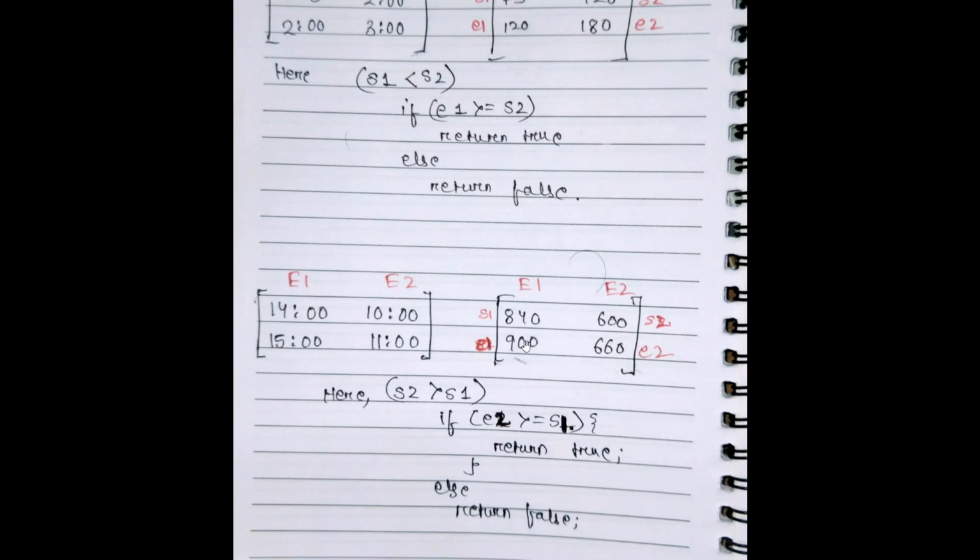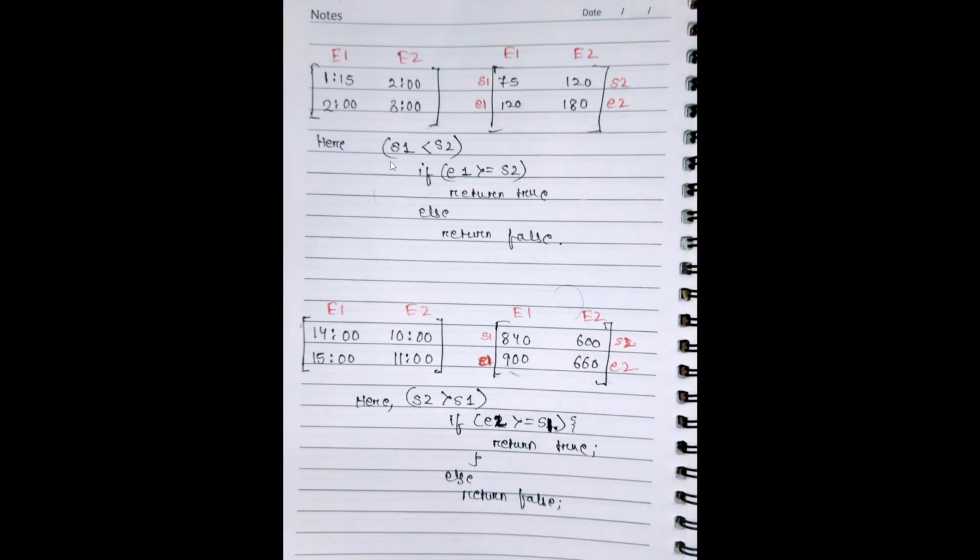checking if the ending of event 1 collides with event 2. That is, if event 2 started before the ending of event 1, then we return true. That means they have intersected. Otherwise, we return false. Similarly, in this example, if s1 is less than s2, that means s1 is 75 and it is less than 120, then we see if event 1's ending is greater than or equal to the starting of event 2. It equals, 120 equals 120, so we return true.